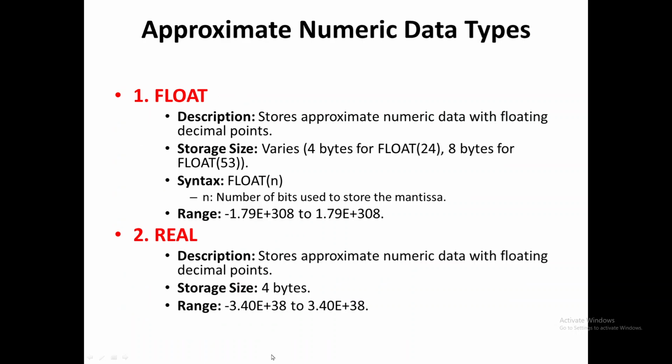Next is basically approximate numeric data type. In this we have a float and real. So what happen, when we deal with a calculation, specifically scientific calculation or chemical calculation kind of thing, that time we need a very large precision, right? So precision and scale, correct?